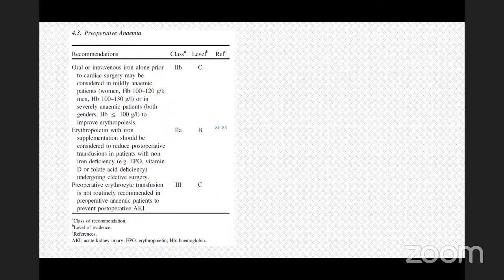Erythropoietin with iron supplementation should be considered to reduce postoperative transfusion in patients with iron deficiency, for example, or erythropoietin, vitamin D, or folic acid deficiency because of their metabolism, undergoing elective surgery. This is class 2A, level B. Preoperative erythrocyte transfusion is not routinely recommended in preoperative anemic patients to prevent postoperative AKI. This is class 3, level C.